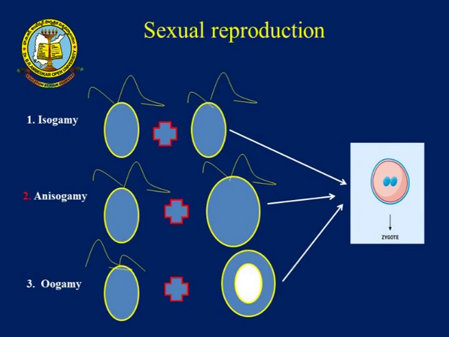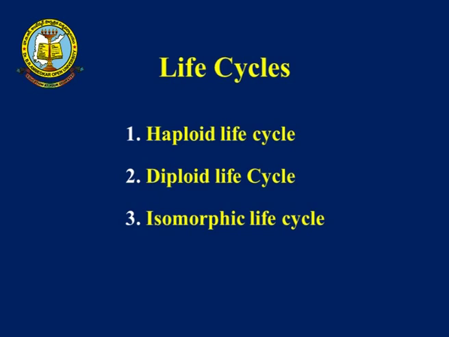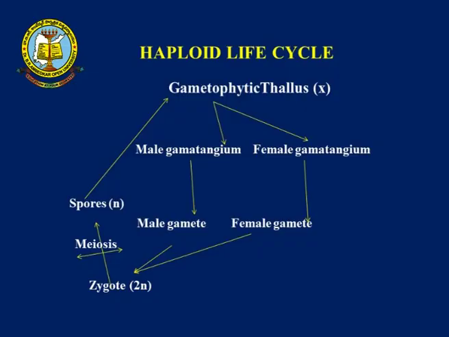After formation of the diploid zygote, it undergoes meiotic division and produces haploid spores, and these haploid spores can develop into an individual thallus. Next, life cycles: haploid life cycle, diploid life cycle and isomorphic life cycle. First, let us see the haploid life cycle.